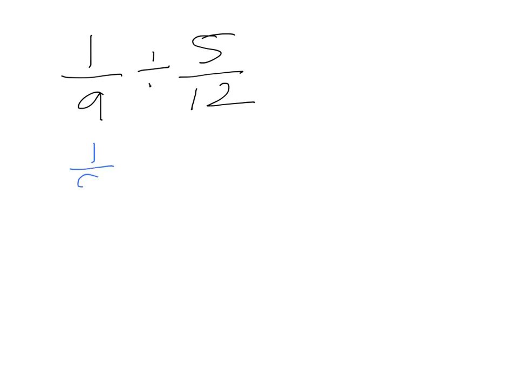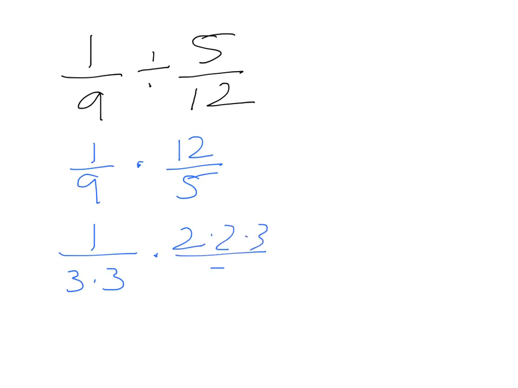So let's take a look at a problem here. 1/9 divided by 5/12. Done properly, you would have rewritten this as 1/9 times 12 over 5. Prime factor, that's 1 over 3 times 3. That's 2 times 2 times 3 over 5. Of course, I can cancel out a 3, but that's really it. And what I end up with is 4/15.